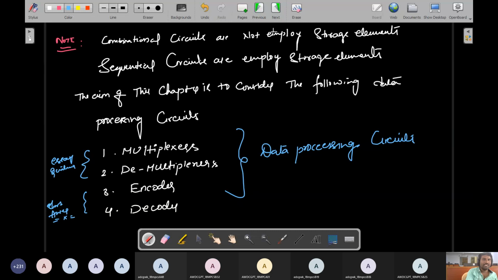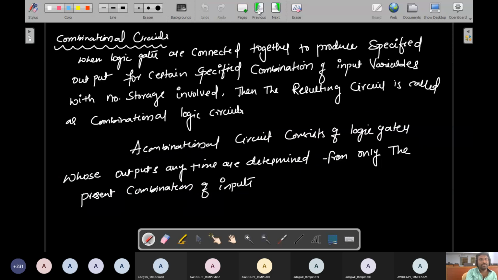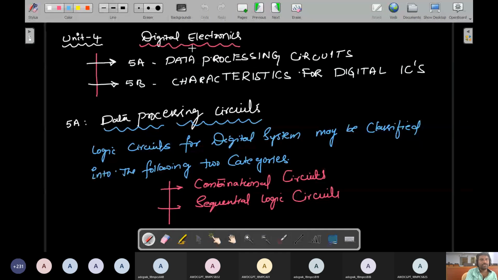So this is the introduction to digital electronics. Today I'll introduce the digital electronics concepts. From the fourth unit onwards we start with digital electronics. In the fourth unit we have two chapters, 5A and 5B. 5A is called data processing circuits and 5B is called characteristics of digital ICs. I'll start with the 5A lesson, data processing circuits.